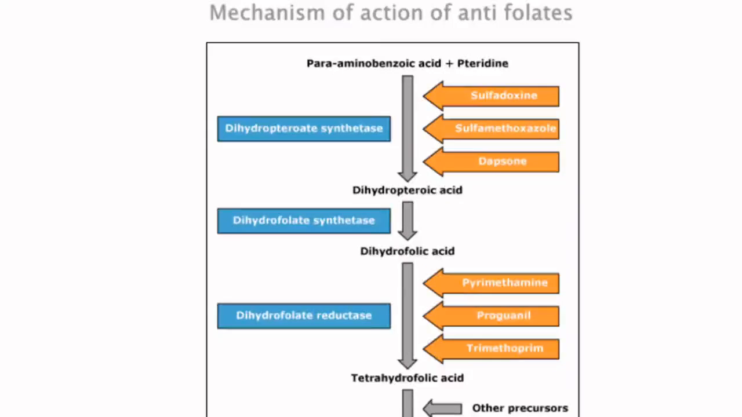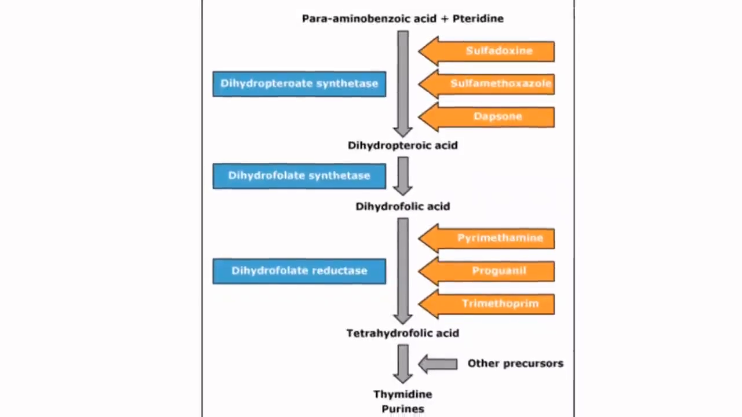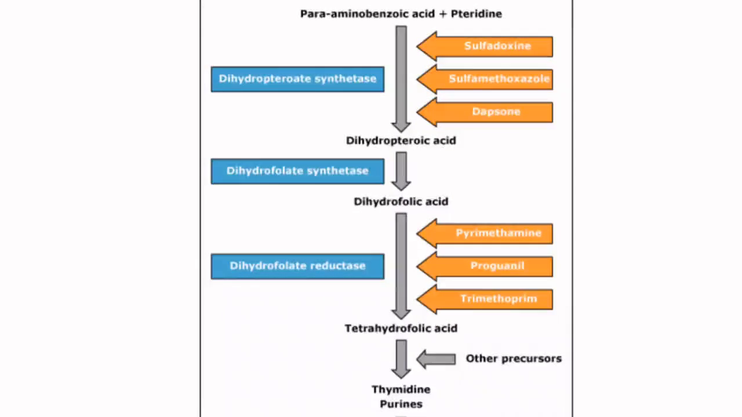Now the drugs like sulfadoxine, sulfamethoxazole, and dapsone act on the primary enzyme, dihydropteroate synthase, and then dihydrofolate reductase. This enzyme is inhibited by pyrimethamine, proguanil and trimethoprim.